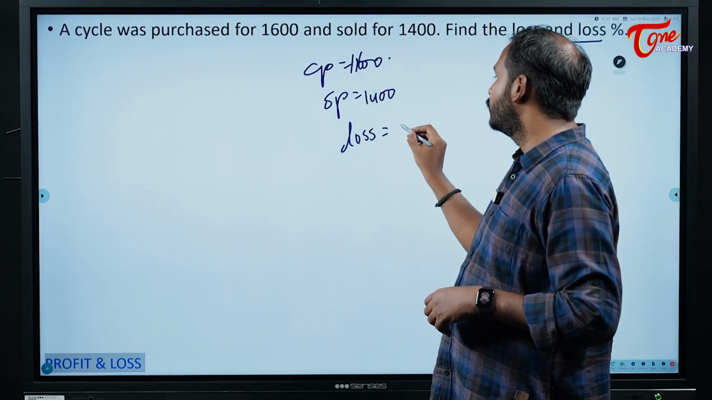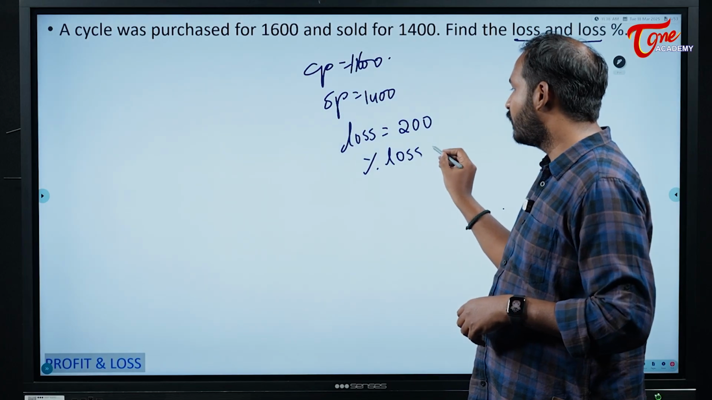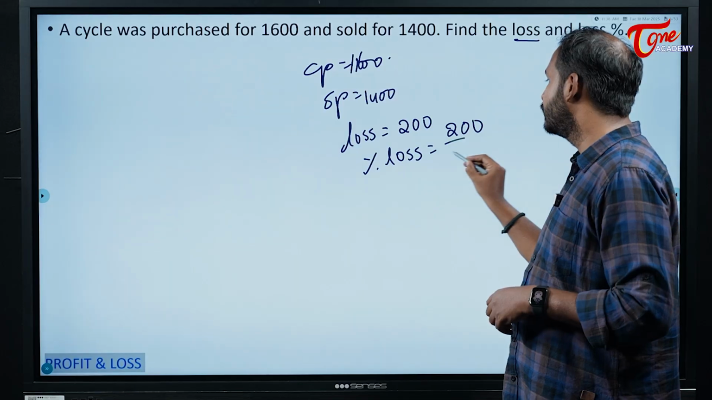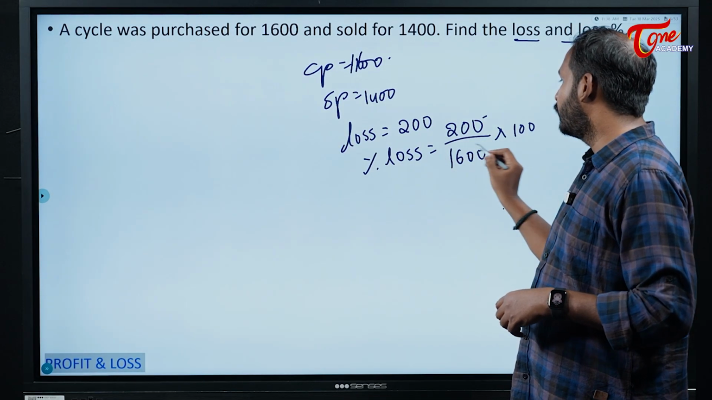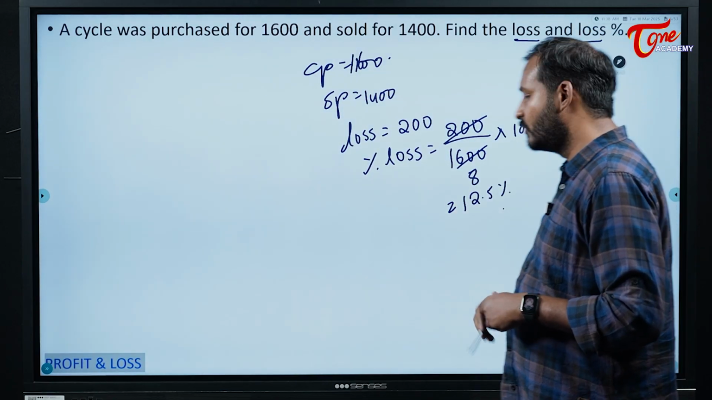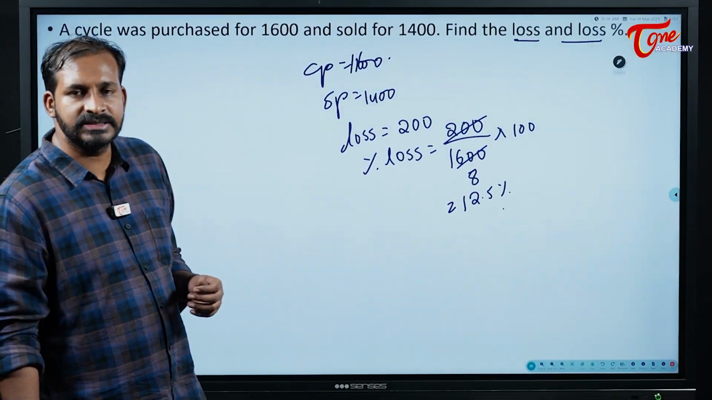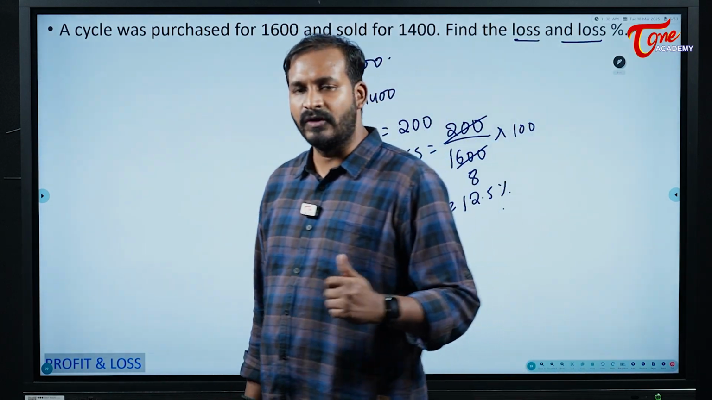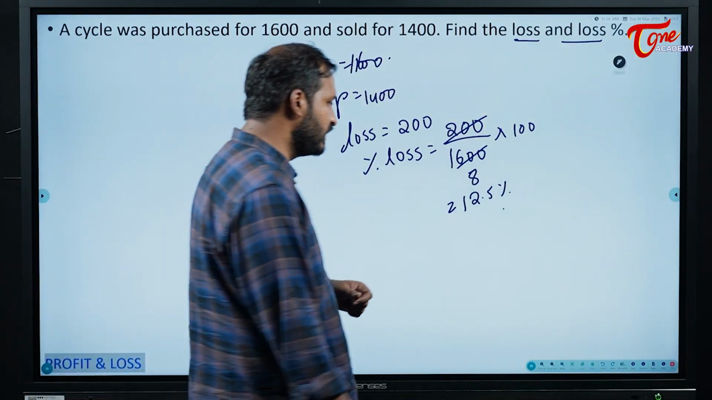From this, what loss can we tell? Loss is equal to 200 rupees. And percentage of loss, as we just discussed, is loss by cost price into 100. So 200 by 1600 into 100, 1 times and 8 times. So 100 by 8 is 12.5 percent. While discussing the percentage sets, we have seen that if 100 is divided into 8 equal parts, each part becomes 12.5 percent. Okay, understood? Right, now we will see the next one.